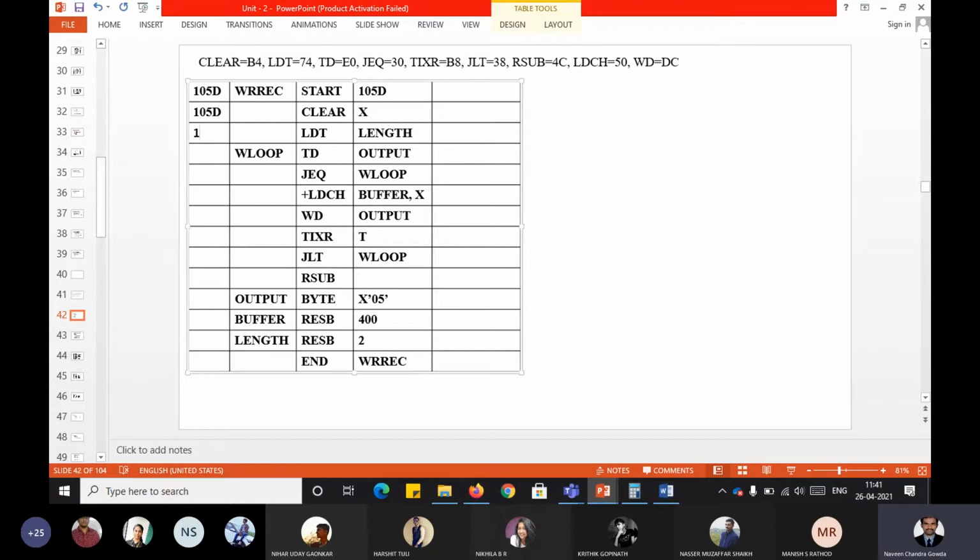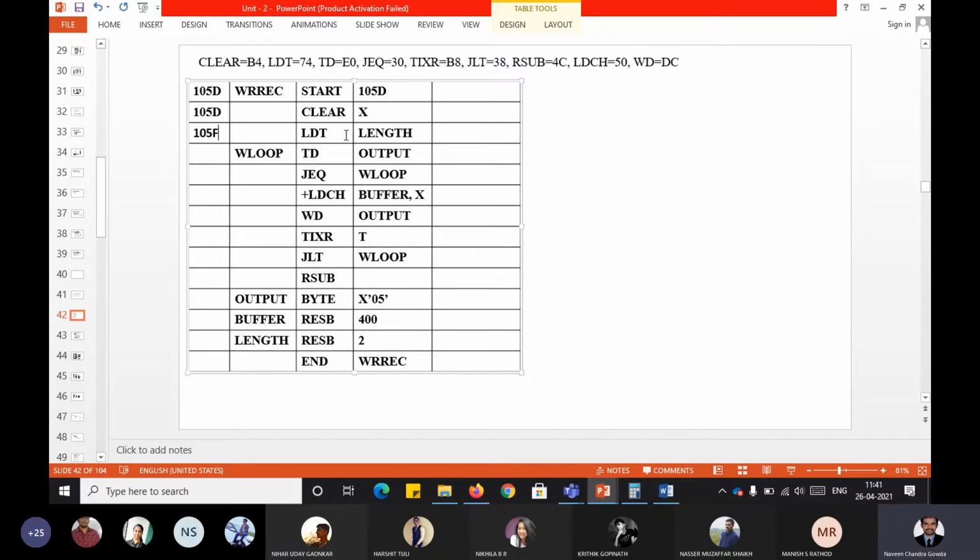105D is the first address, the starting address. Let me write it as 105D. So the next address would be 105D plus 2. D plus 2 is F.